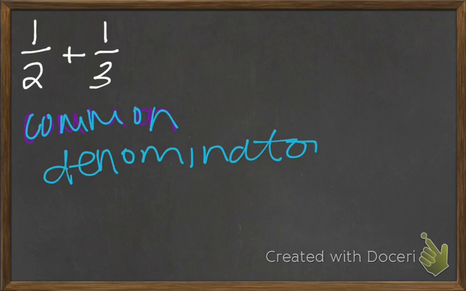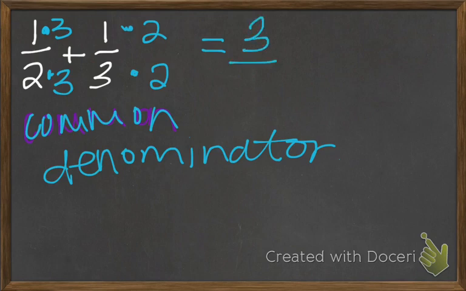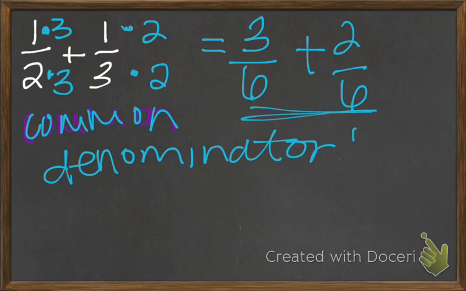So I have to see, what do 2 and 3 both go into? Well, they both go into 6. And what I'm going to do here is take the 3 and multiply it to top and bottom of the first fraction. I'm going to take the 2 and multiply it to top and bottom of the second fraction. So you get 3 over 6 plus 2 over 6. Now we have a common denominator and we can breathe. 2 plus 3 is 5. The bottom stays the same.